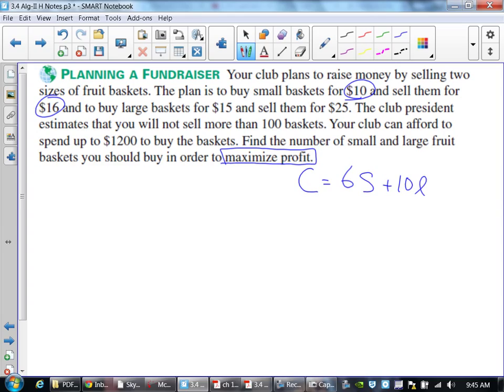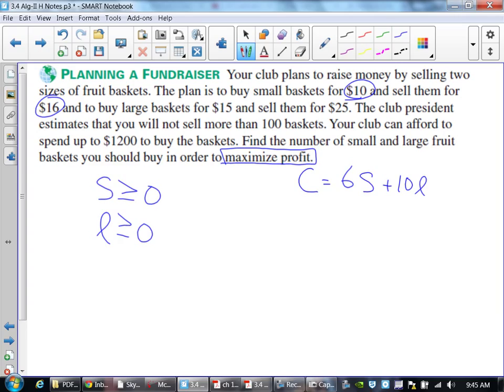Okay. Go back and start thinking. Can I ever sell a negative amount of small baskets? No. So I'm going to be bound by that. Same thing with large baskets. It has to be greater than or equal to 0. I could sell no small baskets, or no large baskets, but I can never sell negative amounts. You see how, like we were talking yesterday, a lot of these things work out to be first quadrant? It's the same idea.